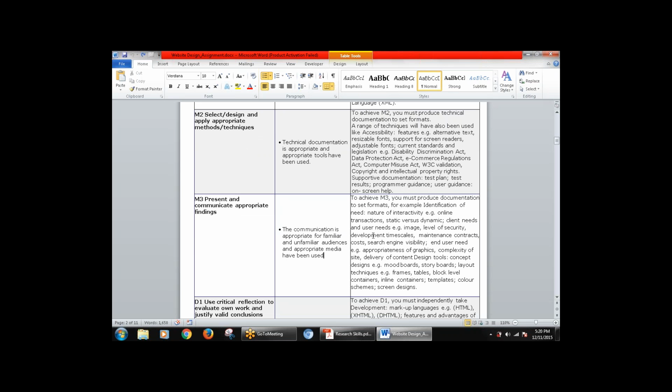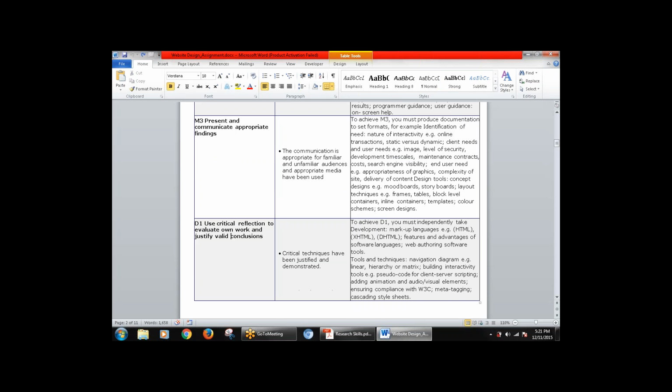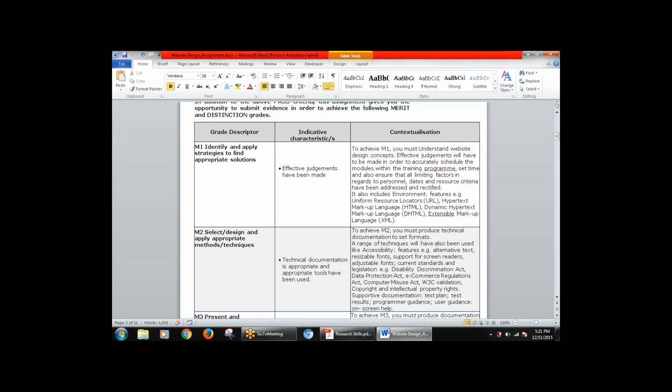To achieve the M3, you must achieve the target. You must produce the documentation for the set assignments. For example, identification of the need, that is the nature of the interactivity, online transactions, including static versus dynamic. Then client needs and user needs analysis, for example, image, level of security, development time scales, maintenance contract, cost, and appropriateness of the graphics used. These are the various M1, M2, M3 criteria.